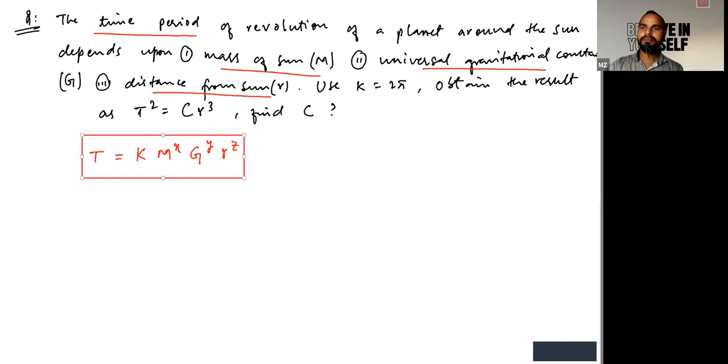Okay. Try to solve. Write the dimension of each part. Dimension formula of capital G is M raised to minus 1, L cube, T raised to minus 2.